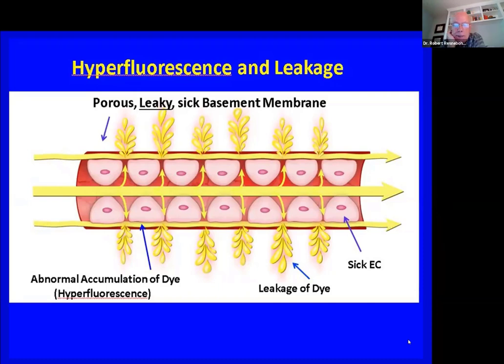Furthermore, note that some of the dye is oozing through or leaking through the sick basement membrane. This leakage is occurring because the sick endothelial cells have not been able to maintain the health of the basement membrane. The basement membrane becomes abnormally porous, allowing dye to leak through it, hence the leakage.